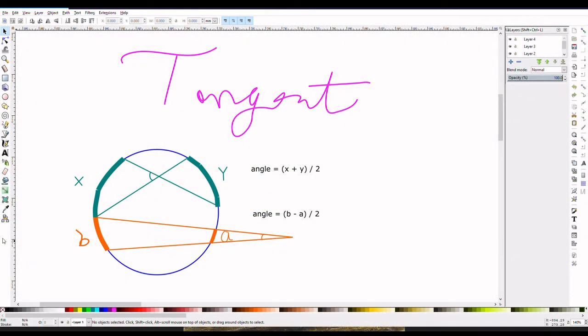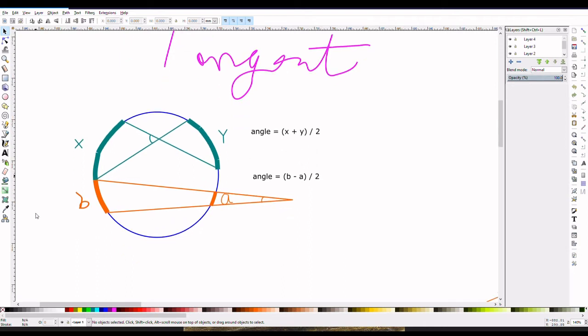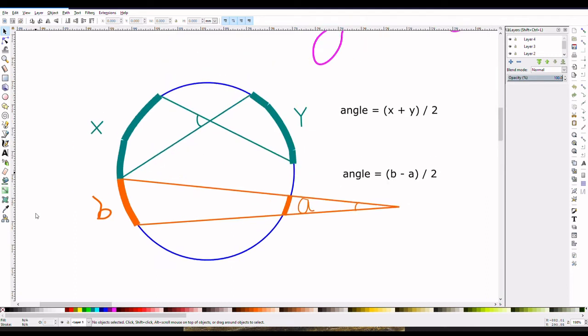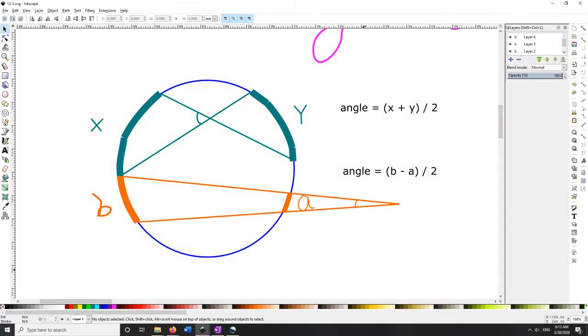Alright, first though, before we jump into tangents, let's review. Looking at my diagram here, if I want to find the green angle indicated, what do I need to do? What is the formula? Well, if you were paying close attention last time and did your homework studiously, you will recall that x plus y over 2 gives us this angle.